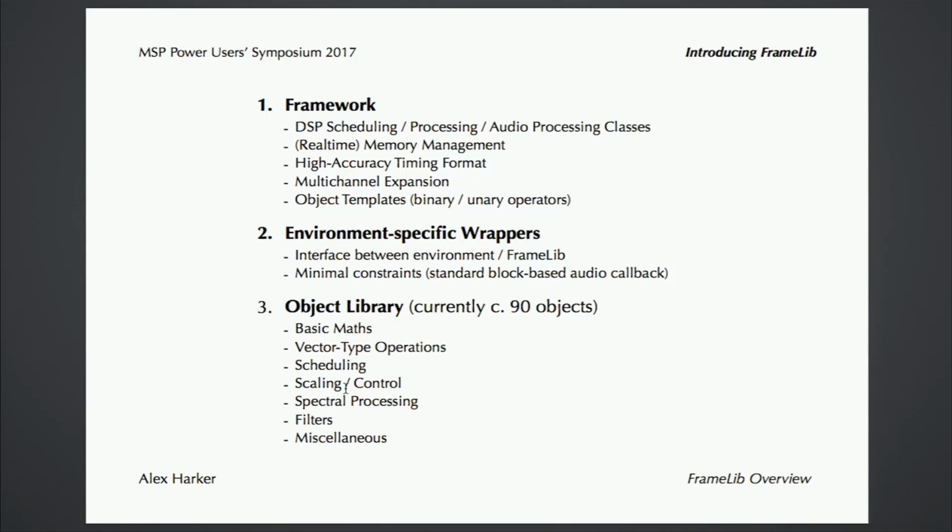There are some templates to make it really easy to write an operator that takes two numbers and does something to them, or takes one number and does something to it. There are, as I say, the environment-specific wrappers, and then the object library, which covers some basic maths, some vector type operations like what's the maximum value in this frame, or what's the sum of this frame, or what's its mean value. Some simple scheduling objects, things to do with scaling and control. Just a few specific spectral processing objects, and we'll look at them in a minute. There are a few filters that I just hacked in there quickly to do some interesting stuff, and a few miscellaneous objects, things that I needed.